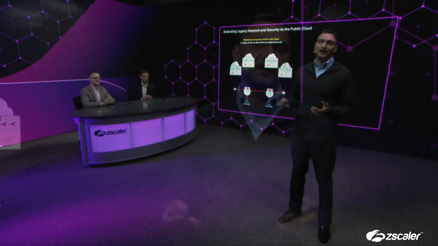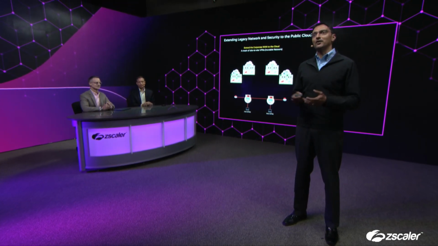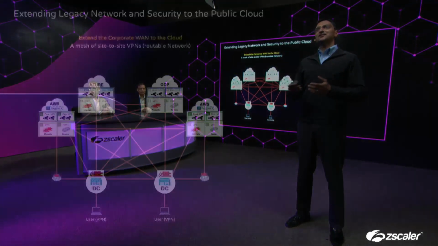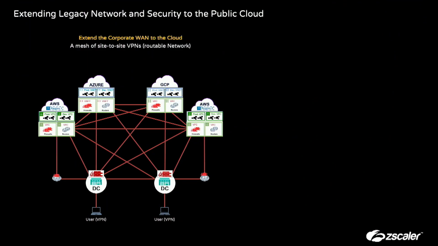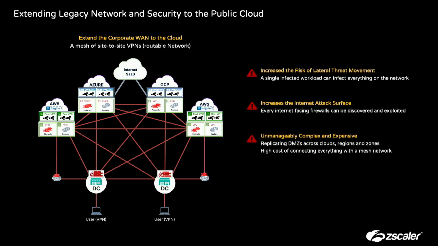Hello, everyone. Jay shared with you why it's important to enable zero trust for workloads. As organizations move their workloads to the public cloud, they're often stuck with legacy connectivity and security architectures. A legacy model typically extends the flat corporate network into the cloud with WAN connectivity, a mesh of site-to-site VPNs, and virtual firewalls everywhere. This model increases the risk of lateral threat movement due to a flat network. A single infected machine can infect everything, as Jay mentioned.